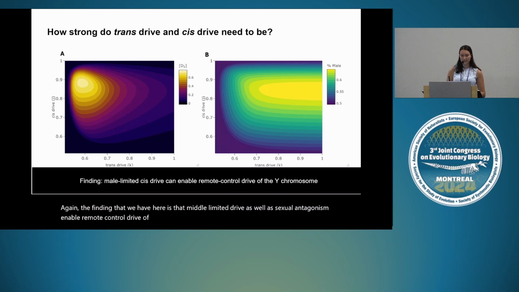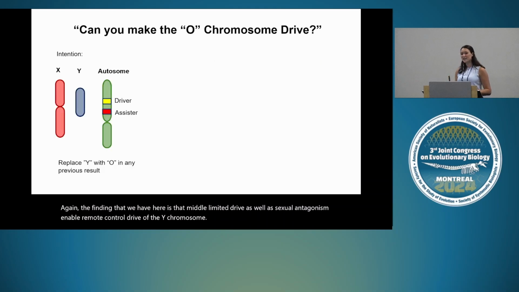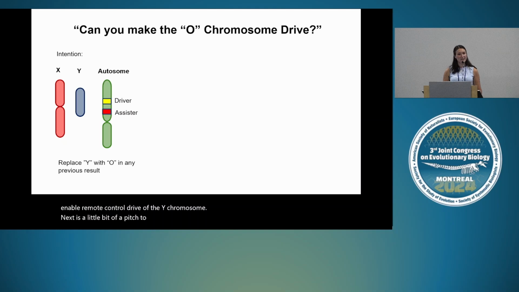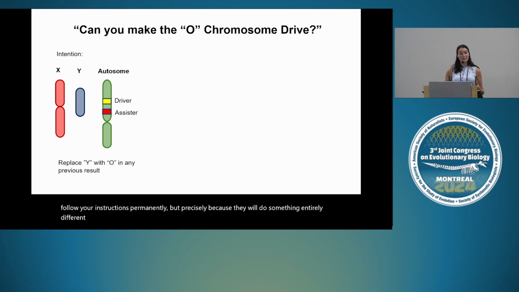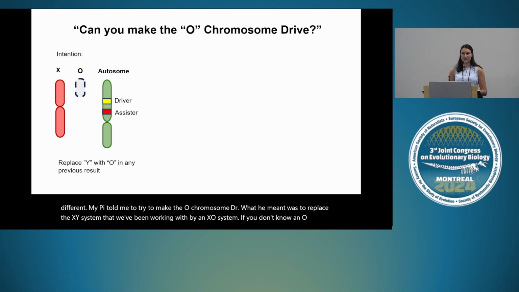Next is a little bit of a pitch to keep undergrads around in your lab, not because they will follow your instructions permanently, but precisely because they will do something entirely different. My PI told me to try to make the O chromosome drive. What he meant was to replace the XY system that we've been working with by an XO system. If you don't know, an O chromosome is actually non-existent. It just represents the lack of a second genetic element in the hemizygous sex.